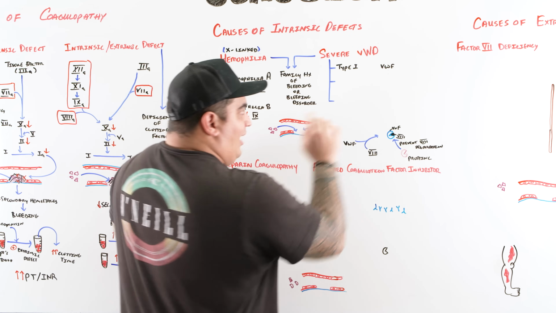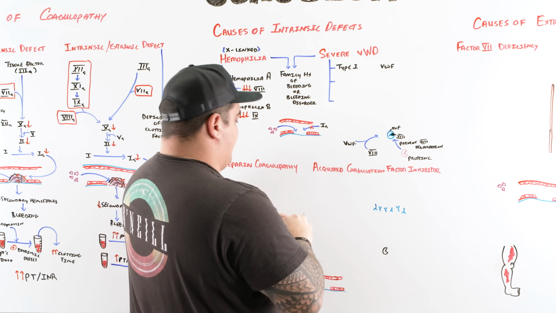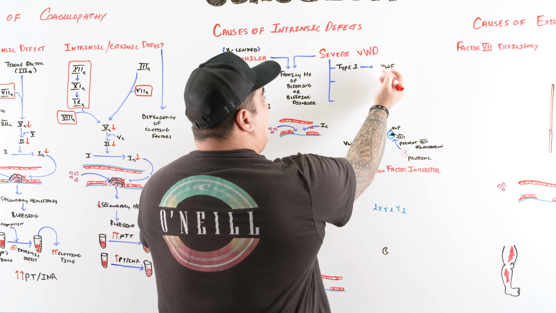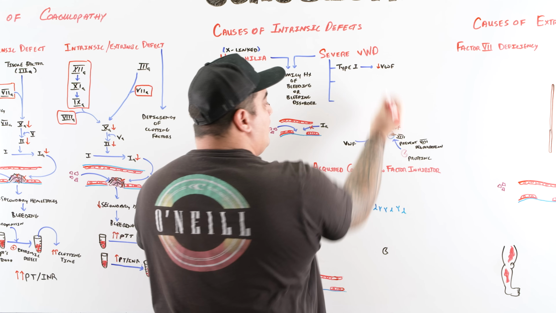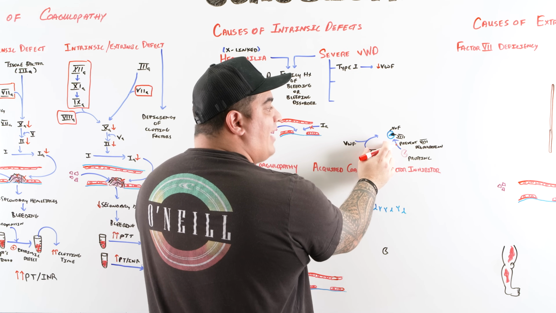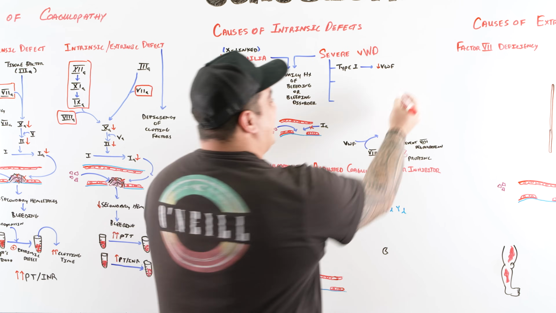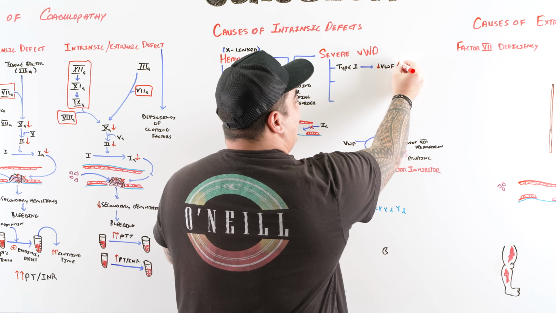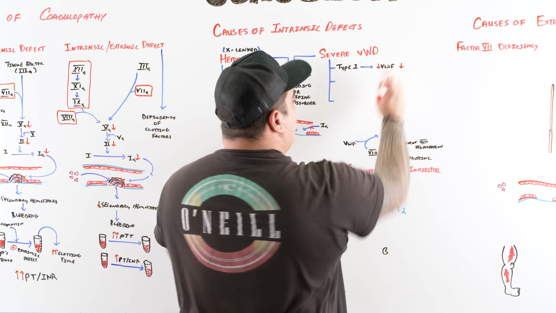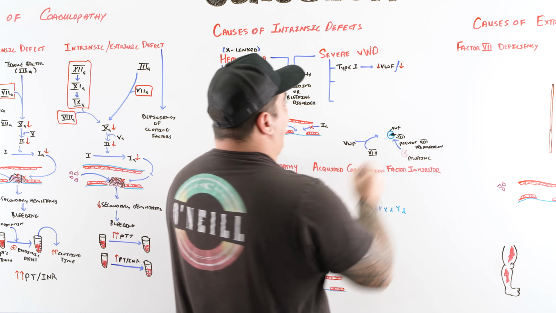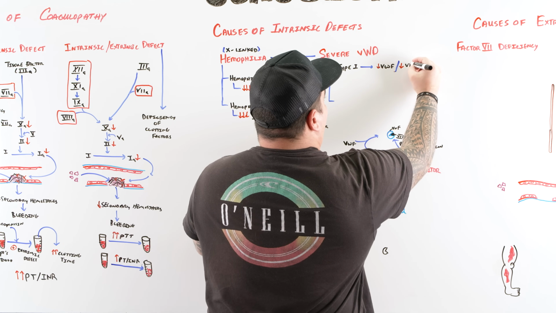So if a patient has a deficiency in von Willebrand factor, will it be able to bind factor 8 and keep factor 8 safe from protein C? No. And so what will happen to the factor 8 levels? They will drop as well. And so a patient can develop a deficiency in both the von Willebrand factor and factor 8.